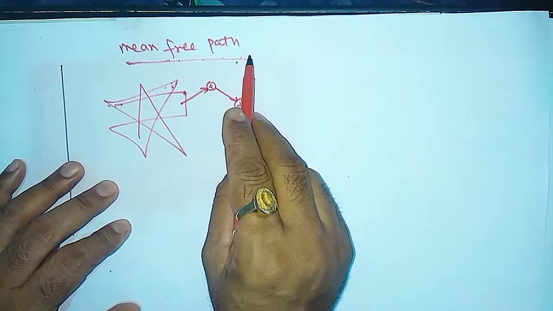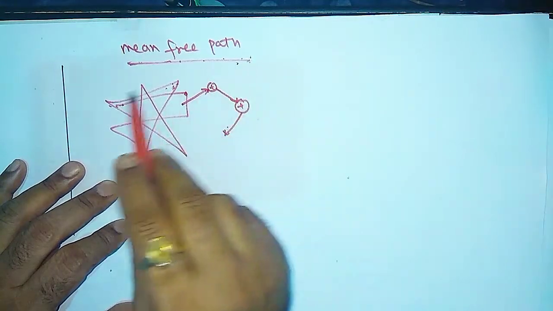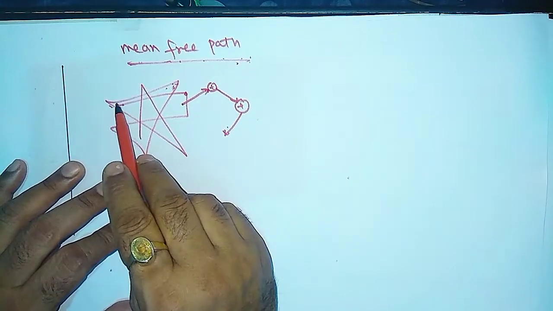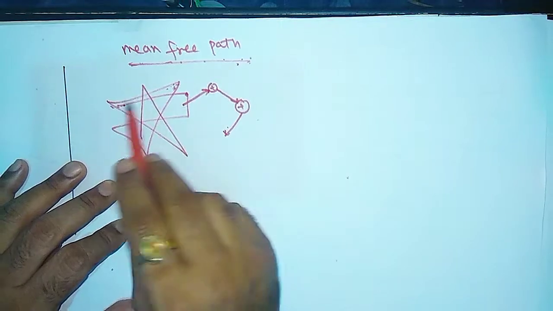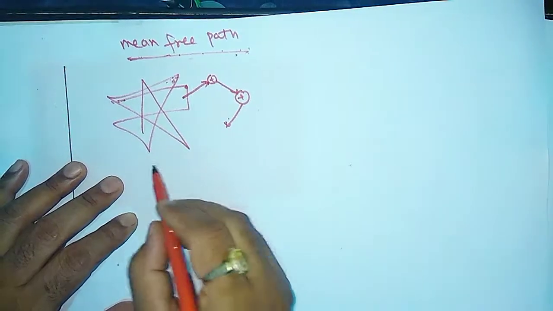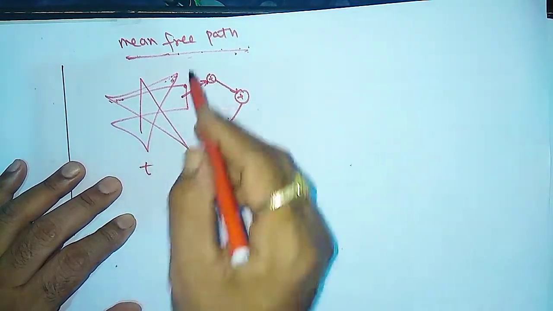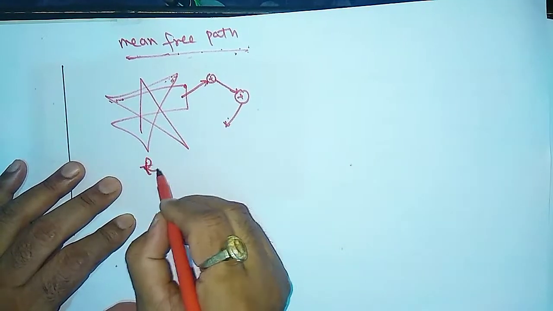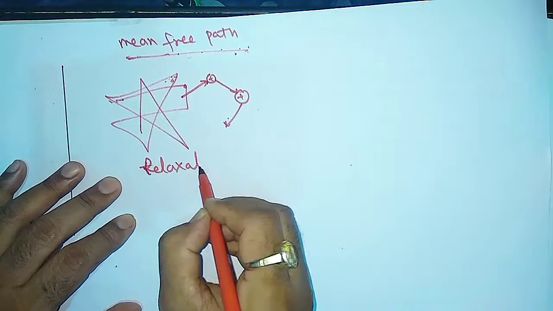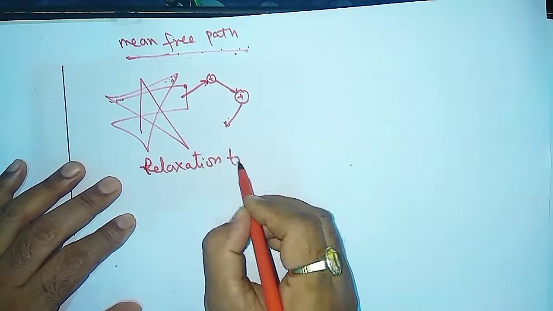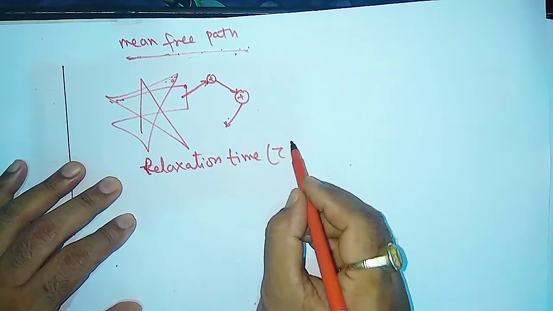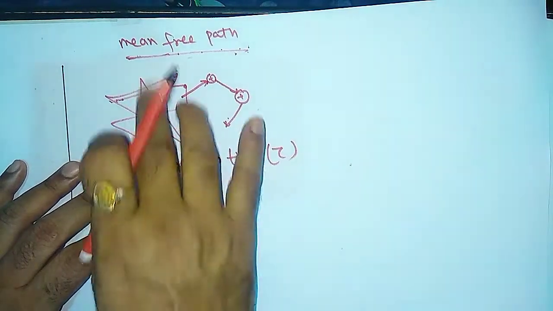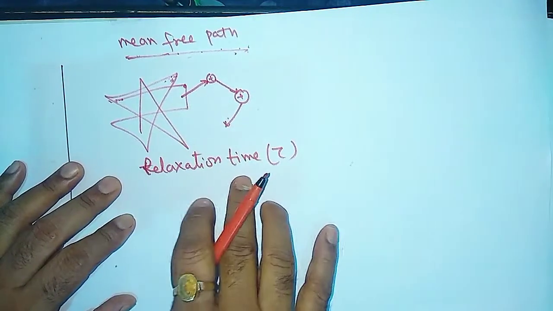Mean free path is the distance traveled by a free electron during two successive collisions, and the time taken between two successive collisions is known as the relaxation time, denoted by tau. Remember the difference between them.